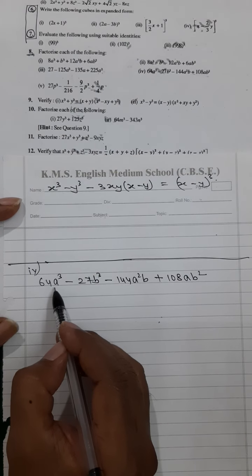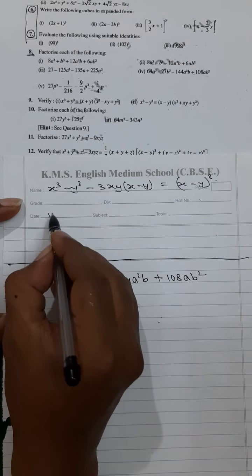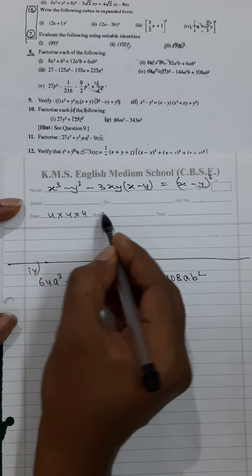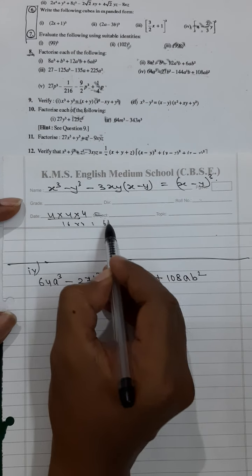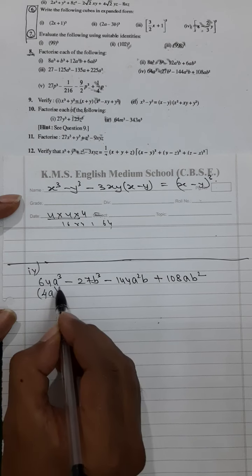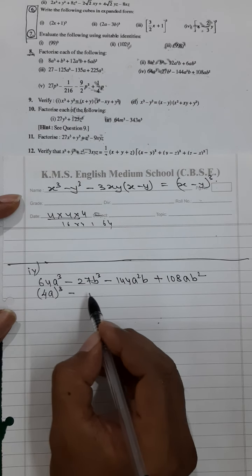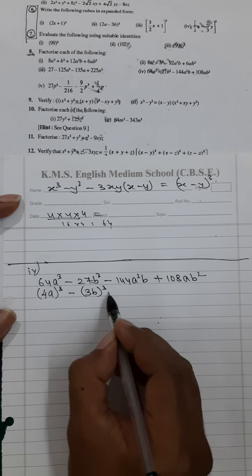The 64a cube will become what? 64 is 4 into 4 into 4. 4 into 4 into 4 will give you 64. 4 4s are 16, 16 into 4 is 64. So 4a the whole cube. 27 will become 3 3s are 9, 3 9s are 27. 3b the whole cube. Minus.